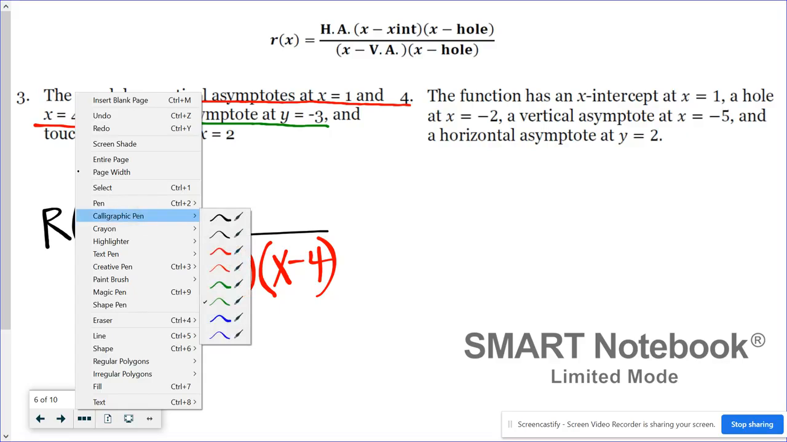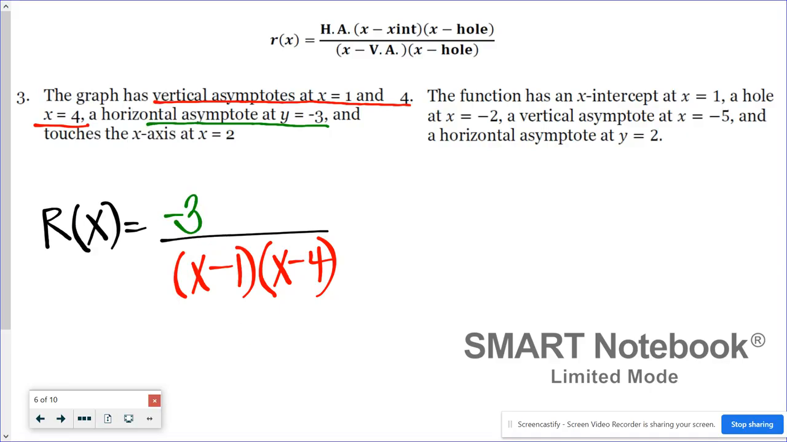And then the last thing that they give us is that it touches the x-axis at x equals 2. So this is an x-intercept, so I write x minus 2. Furthermore, it says it's touching, which means it has a multiplicity of 2.